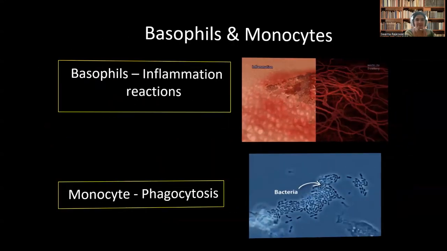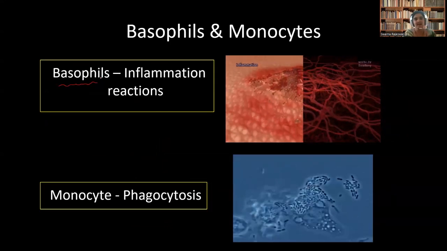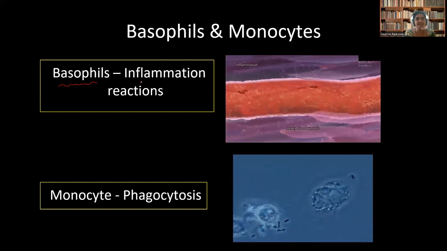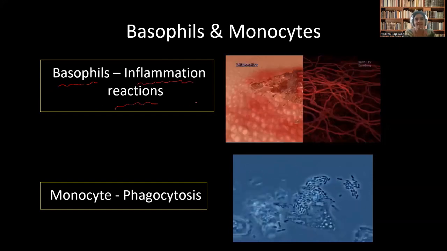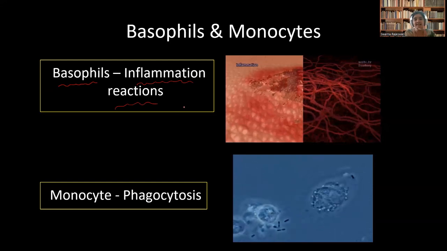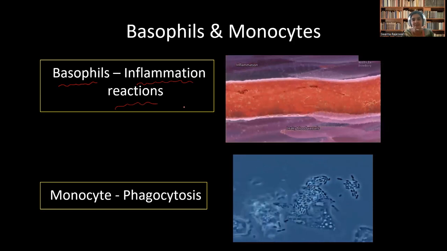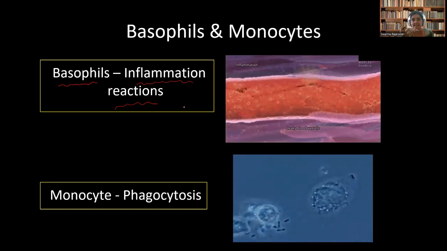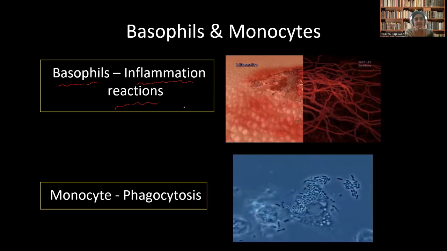So coming to the basophils, we have seen basophils are a type of granulocytes which stain with basic dyes, and they are mainly responsible for inflammatory reactions. Whenever there is an injury, we will see swelling or redness in that area. We call it inflammation. That swelling or redness is mainly because of the accumulation of these basophils.